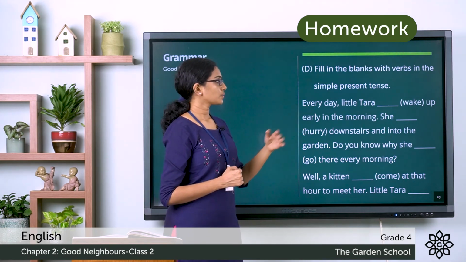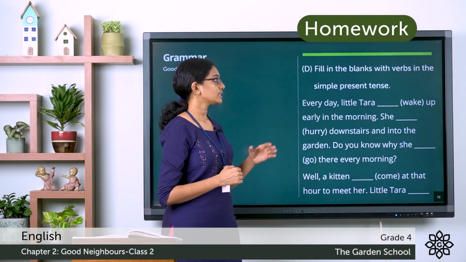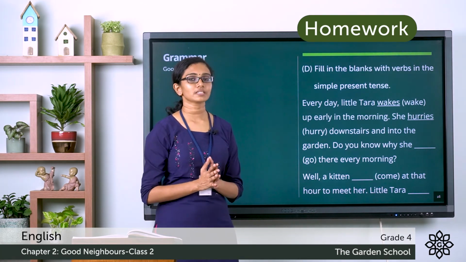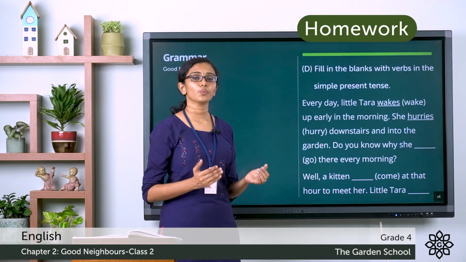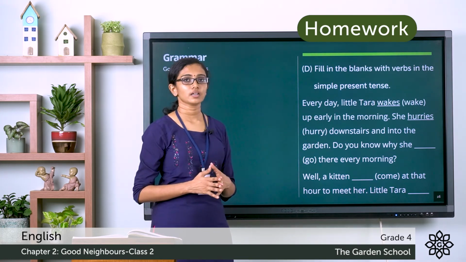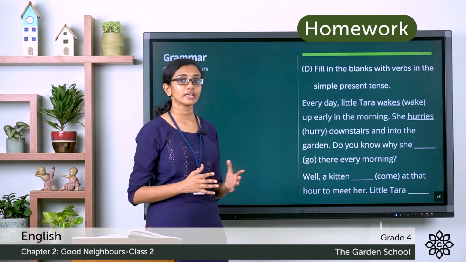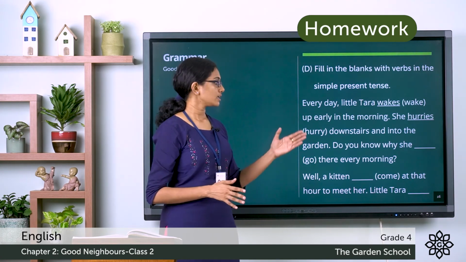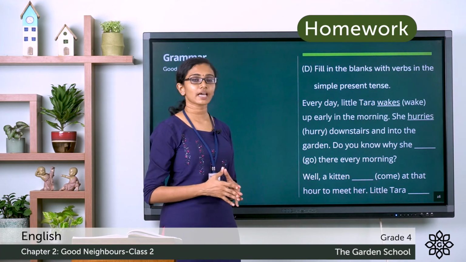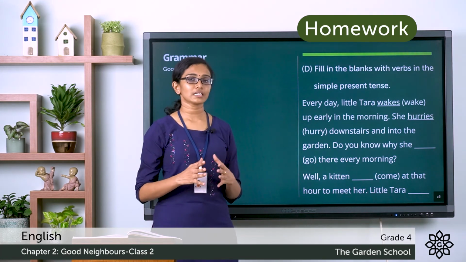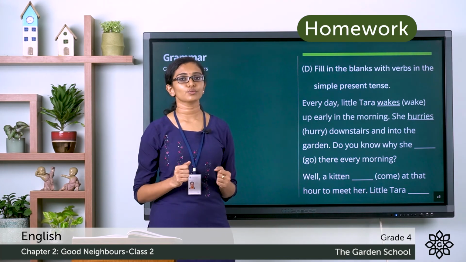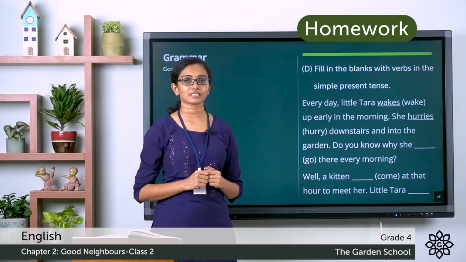So how can we rewrite the first sentence? Every day, little Tara wakes up early in the morning. So the simple present tense form of wake is wakes. She hurries downstairs and into the garden. So the simple present tense form of hurry is hurries. Now, you have to find the simple present tense form of the remaining verbs in the brackets and complete the passage. You can use a dictionary to find the simple present tense form of a verb. If needed, you can use an online dictionary in the presence of your parents.